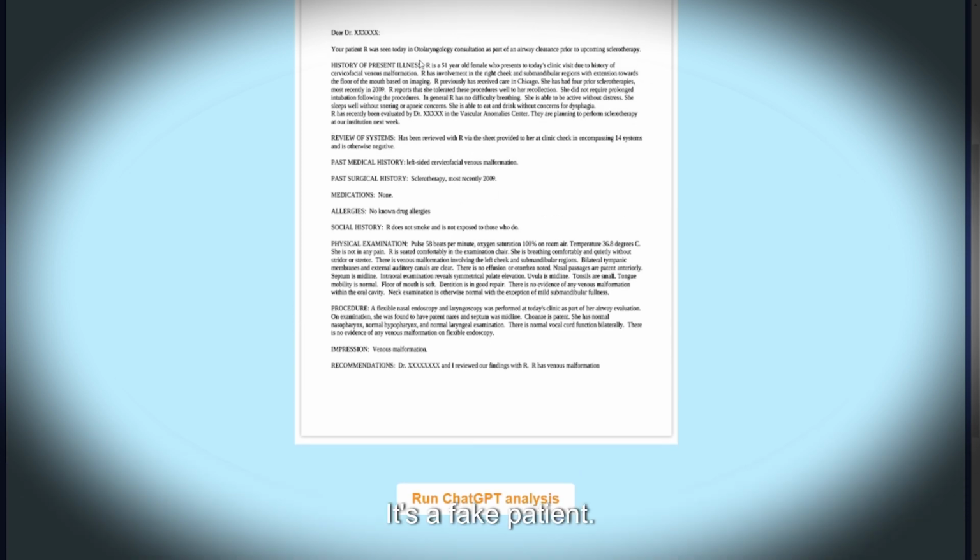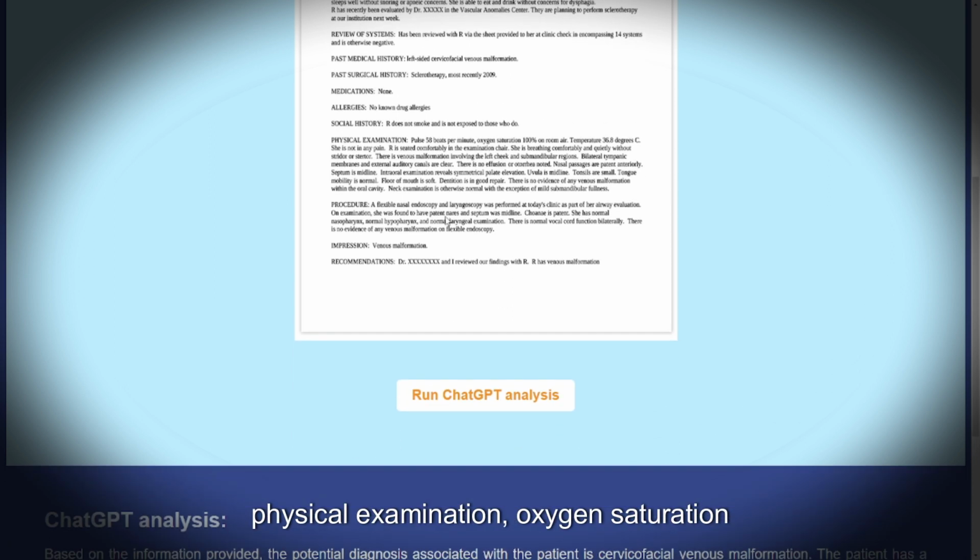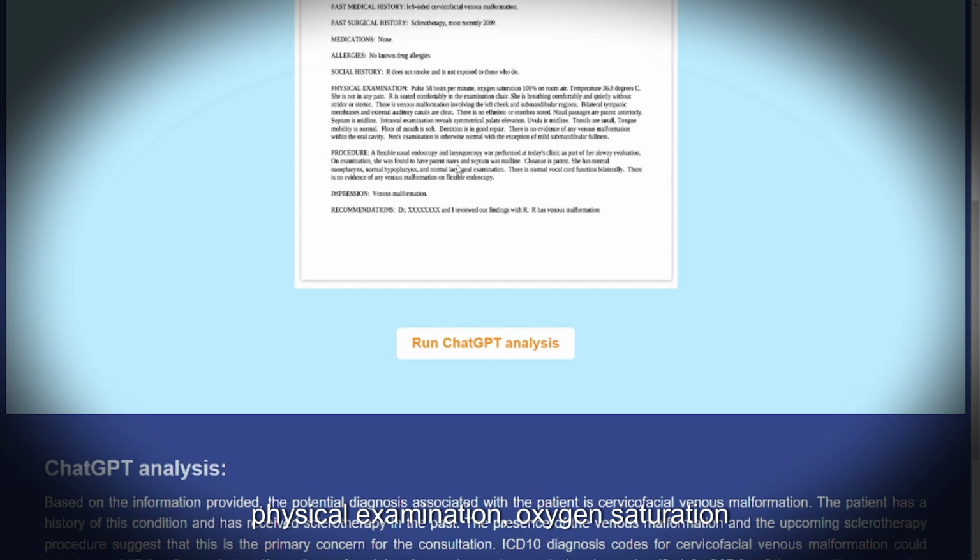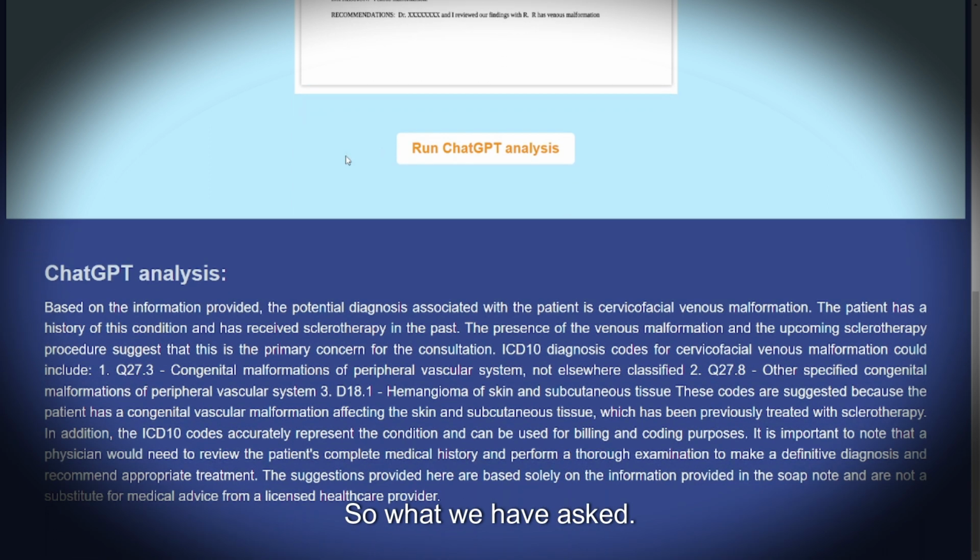So here it's a fake patient, a female patient who has a history of cervicofacial venous malformation. We have a comprehensive SOAP note here. So review of systems, past medical history, medications are defined. Here there are no medications. There's a proper physical examination explaining the oxygen saturation level and procedures as well. Now let's see what the ChatGPT analysis says.